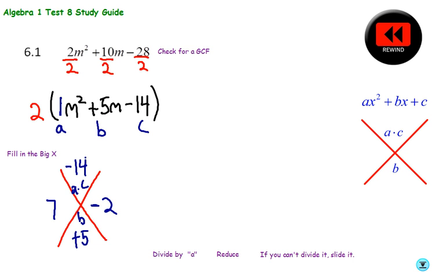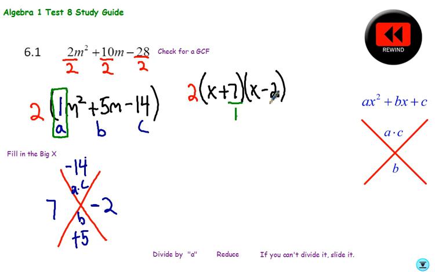All right, so I've got the GCF of 2, so I want to make sure that I write that. And then I'm taking my numbers here, and I've got x plus 7, and then I've got x minus 2. And then I need to divide by a. In this case, my a was equal to 1. Here's why this is easier. Let's do our old if you can't divide it, slide it thing. And then you're like, wait, 7 divided by 1 is 7. Negative 2 divided by 1 is just negative 2.